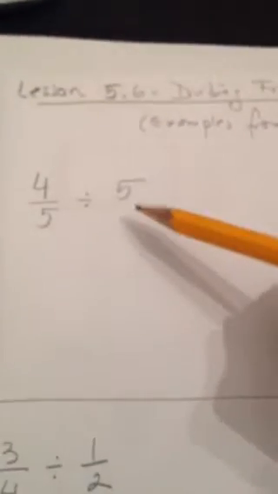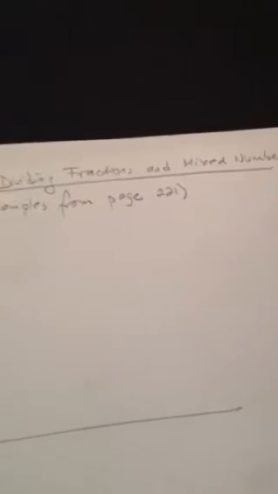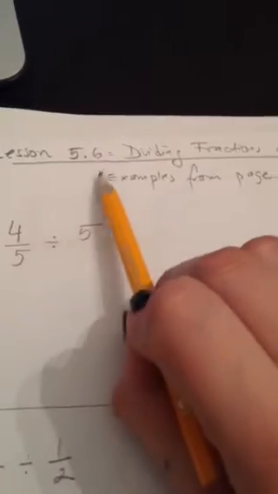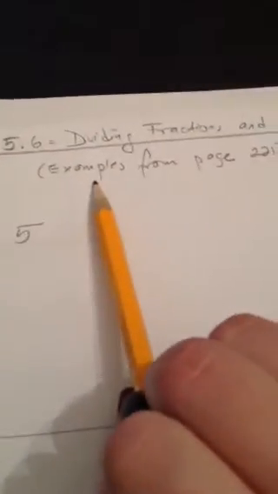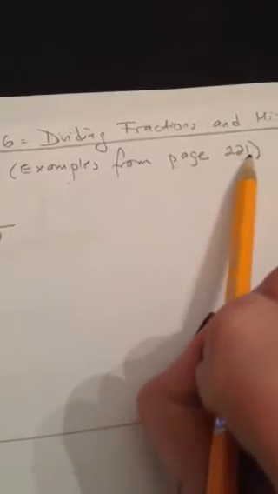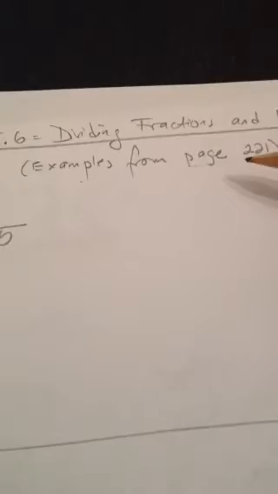Alright, so I'm just gonna go over 3 examples for today's lesson, which is on dividing fractions and mixed numbers, okay? So you can write the title, lesson 5.6, dividing fractions and mixed numbers. Now, the 3 examples I'm going to do are on page 221. So if you want to just watch the videos and then go to page 221 in the textbook and copy the examples, you can definitely do that there.